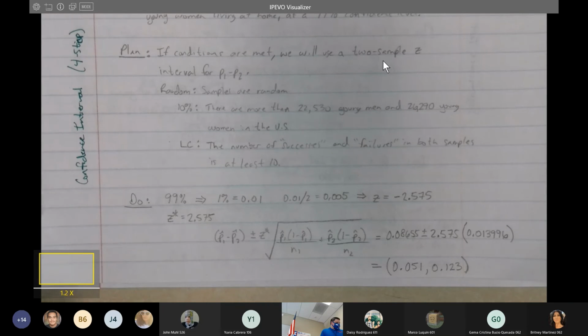Are there any questions between the plan and do steps here? Anything I can clarify?